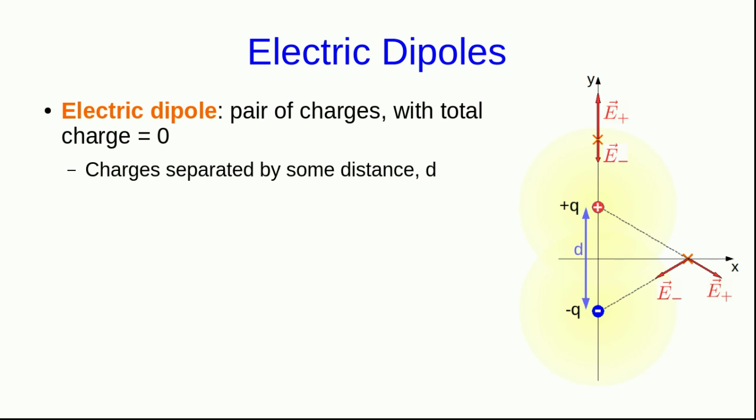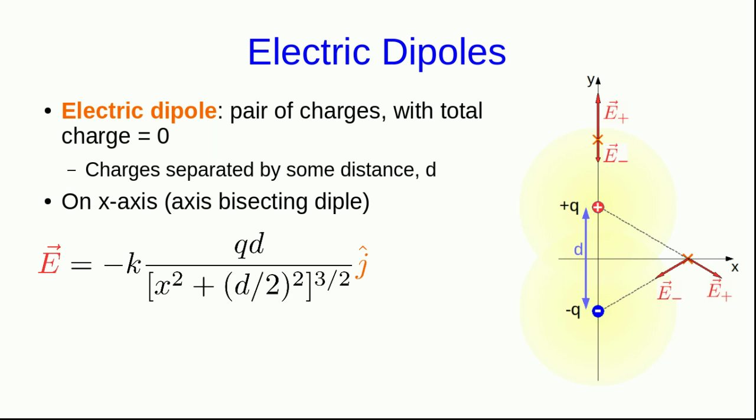So we're going to say that the charges are separated by some distance d. And I'll leave it as an exercise. Perhaps it would be a good assignment question, or it might be a good exam question, to show that anywhere on the x-axis with this choice of axes, the E-field is given by this. And you can just see from the way the individual contributions to the field, E plus and E minus, add together, that the total E-field here must be down, or in the negative j hat direction.